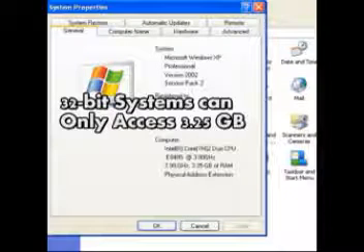32-bit operating systems can only access 3.25 gigabytes of RAM. More than 4 gigabytes of memory does not help with a 32-bit operating system. 64-bit operating systems can access more memory but require 64-bit software.